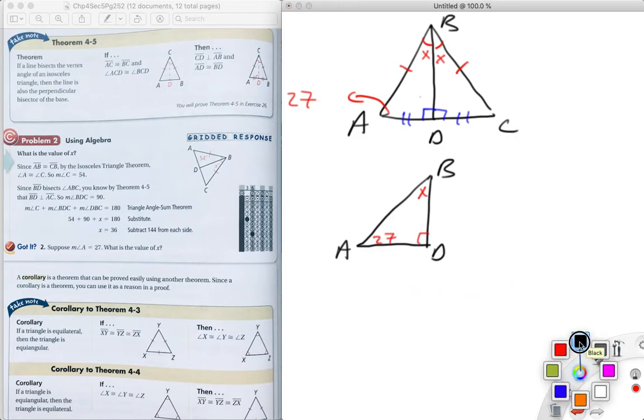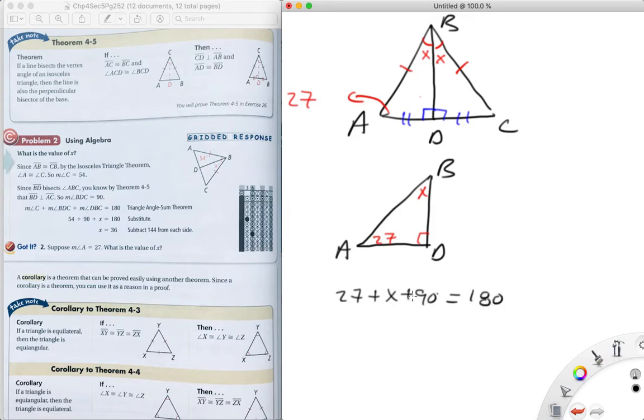So I know that the angles of a triangle add up to 180 degrees, so 27 plus X plus 90, because there's a 90-degree angle, equals 180. So that's X plus 27 equals 90. So X equals 63. Right. Which makes sense. I would have done it another way.